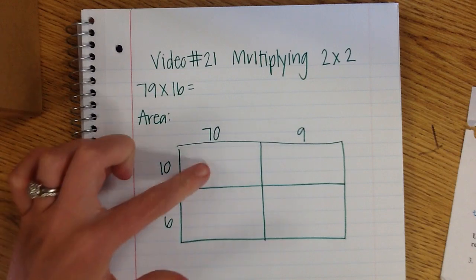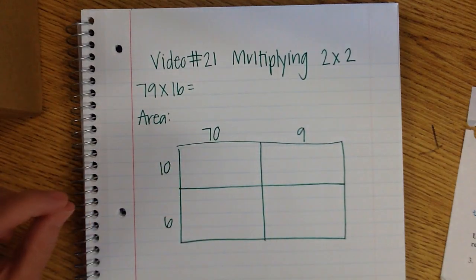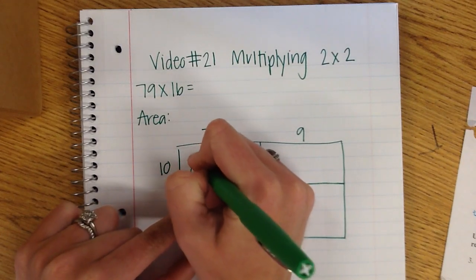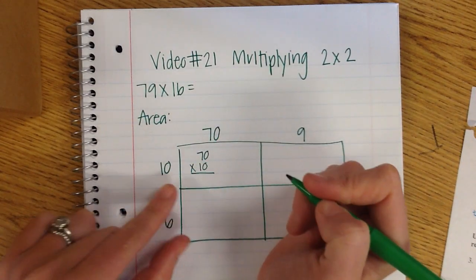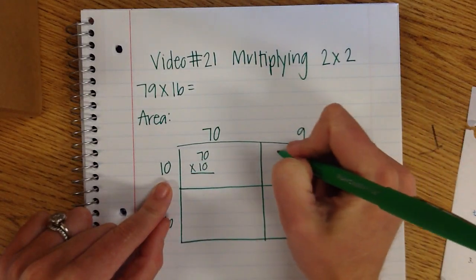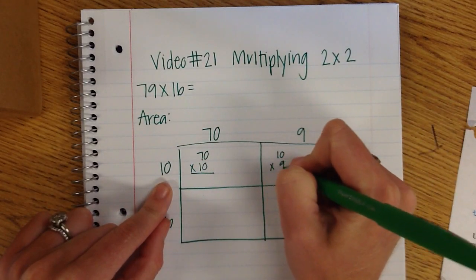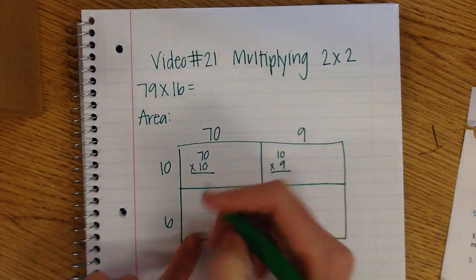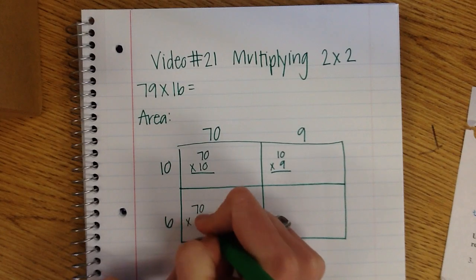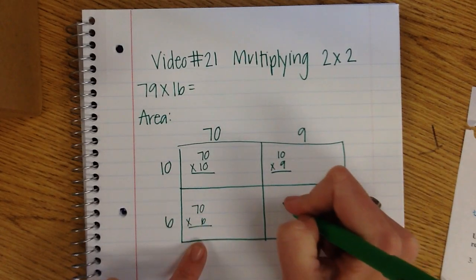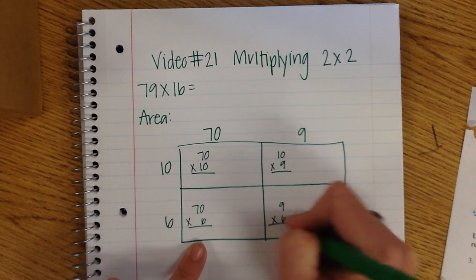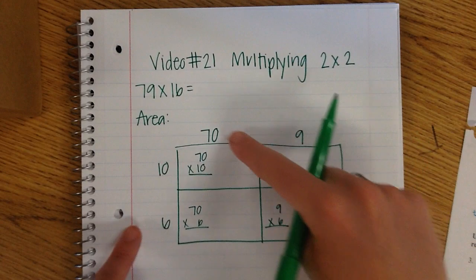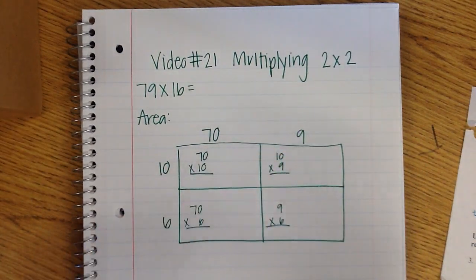So now what I'm going to do is in each box I'm going to multiply. So in this box I'm going to do 70 times 10. In this box I'm going to do 10 times 9. Here I'm going to do 70 times 60. And then here I'm going to do 9 times 6. See, I got it there, here and here, here and here, there and there.